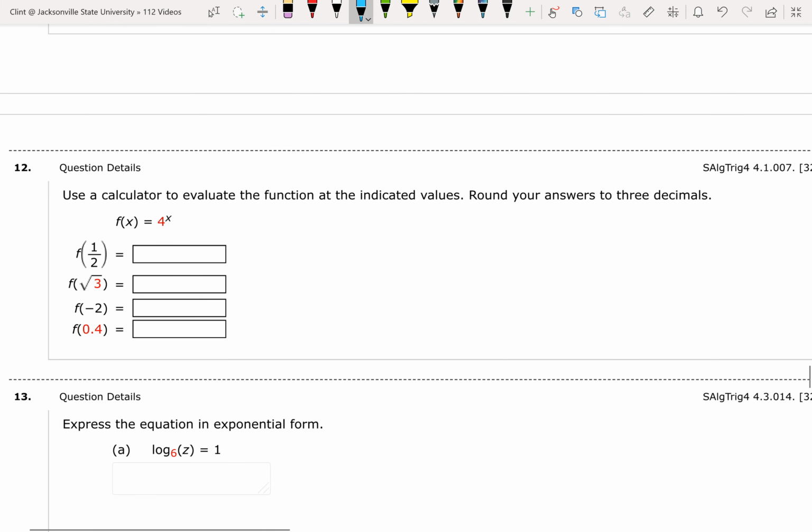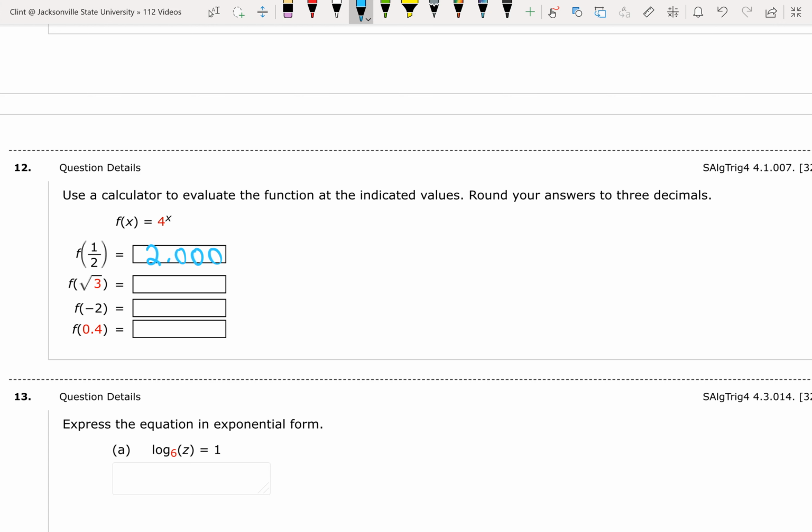Number 12. Here we're just using the calculator. It just tells us what to use for our exponent. So I'm going to do 4 to the 1/2 power, and that gives me 2, but it says round to 3 decimal places, so this is going to be 2.000.